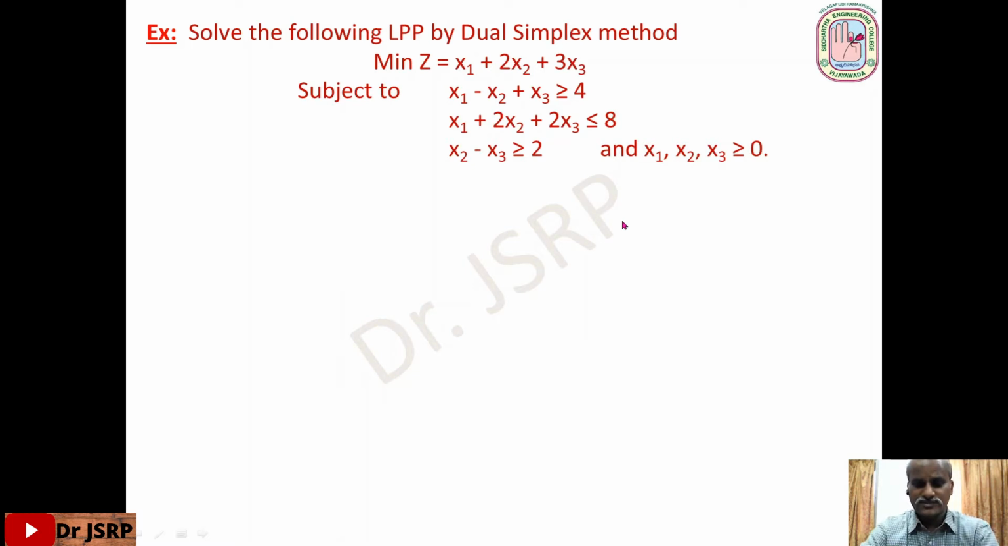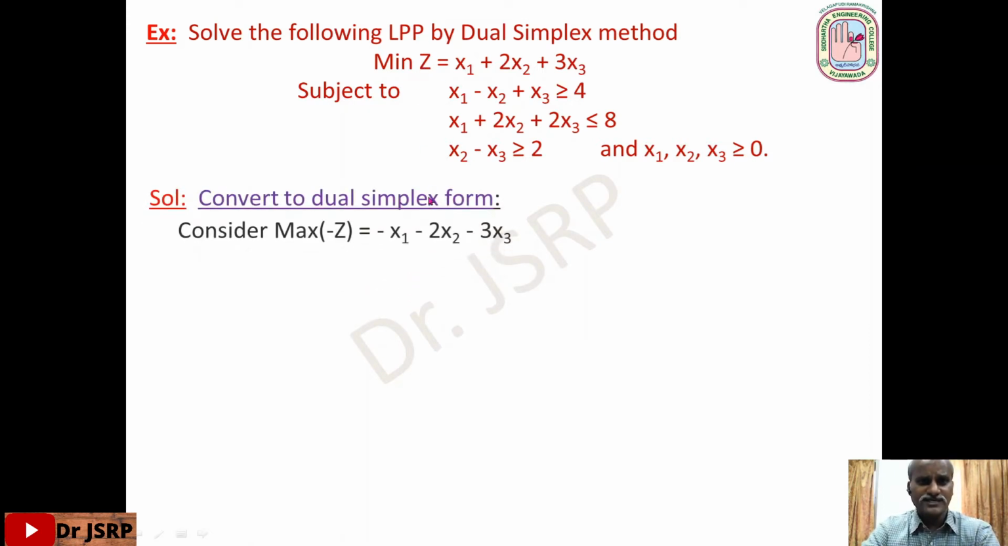First step, convert the problem to dual simplex form. For that, first the objective function should be in maximization form. So here the objective function is minimization. Convert it into maximization by using the relation minimum z equals minus max of minus z. So we consider max minus z, that is the negative of this objective function, that is minus x1, minus 2x2, minus 3x3.